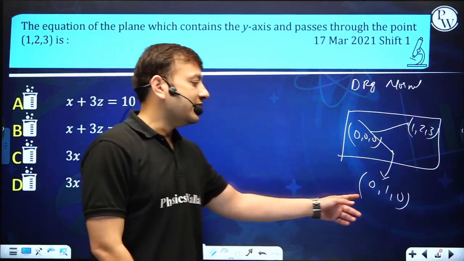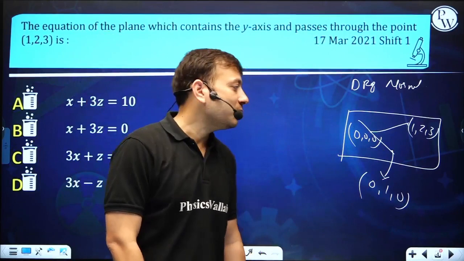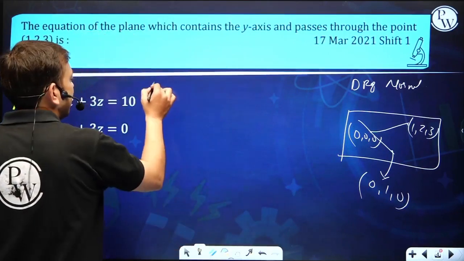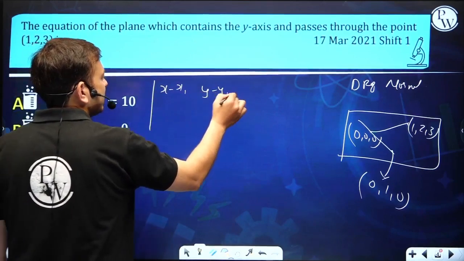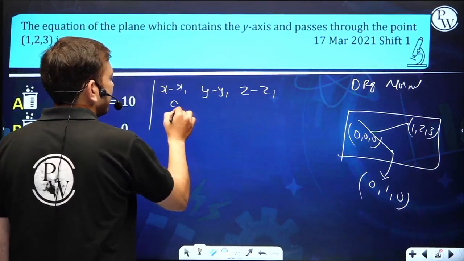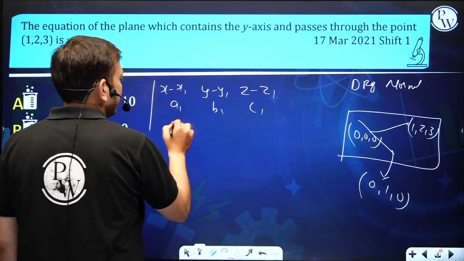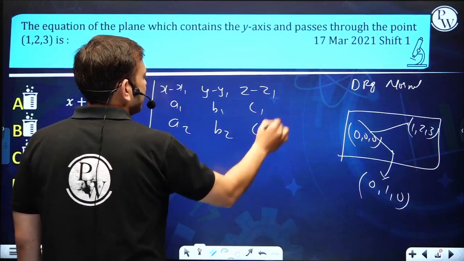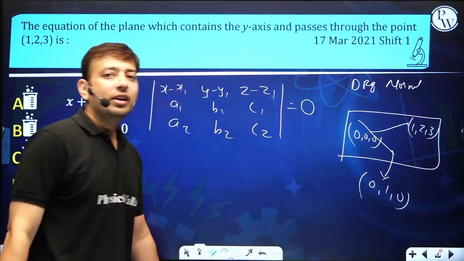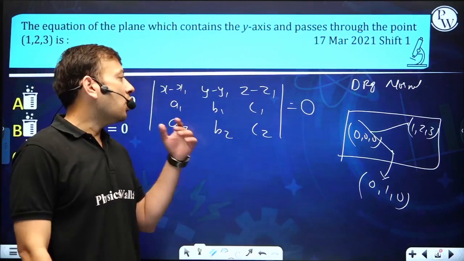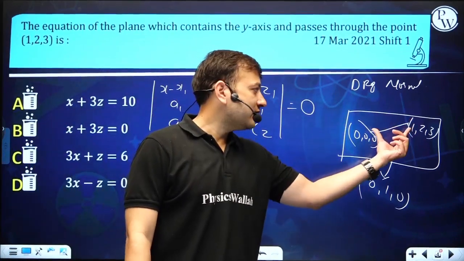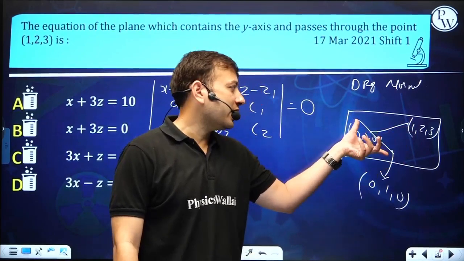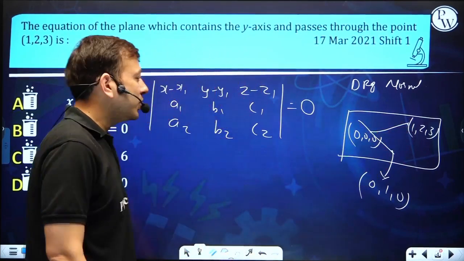Direction ratio of the y-axis is 0, 1, 0. Now if you remember, the plane equation was |x minus x1, y minus y1, z minus z1; a1, b1, c1; a2, b2, c2| equals 0, containing two lines. One line is this, whose direction ratios you require, and one line is this, whose direction ratios you require.